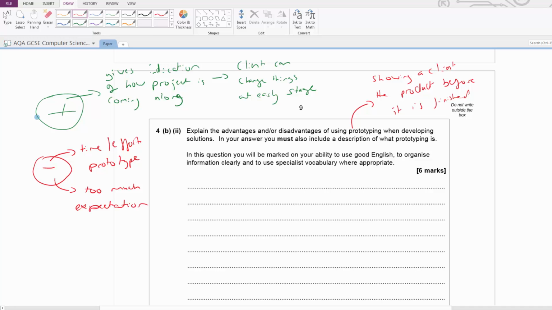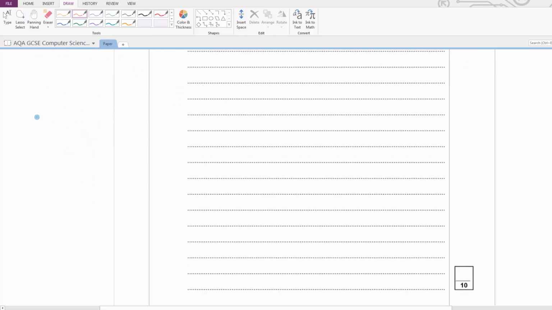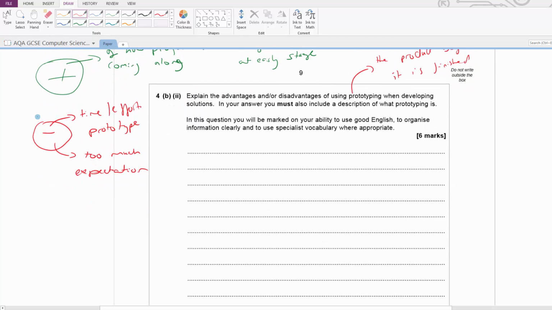I'm just going to type it up. You don't really want to see me write all of this out. You don't need to write much. It's got a whole page of blank space here, which is kind of unnecessary. I wouldn't suggest you write this much.